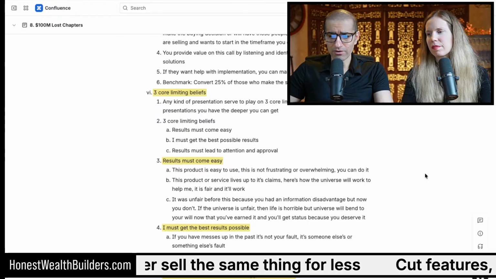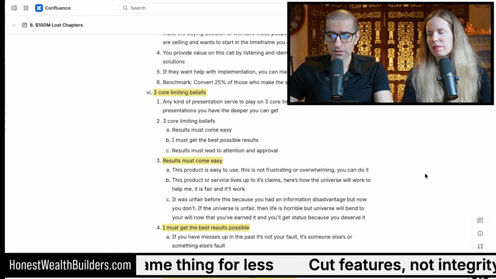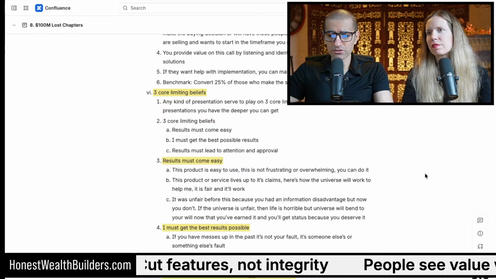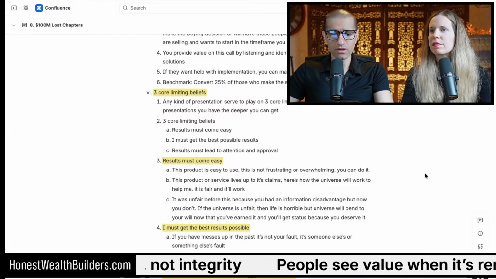All right. So, 3 core limiting beliefs. Any kind of presentation serves to play on 3 core limiting beliefs. The more presentations you have, the deeper you can get. What are the 3 core limiting beliefs?